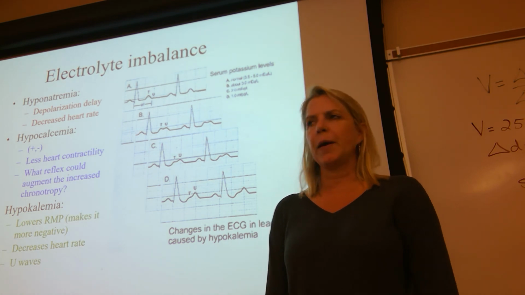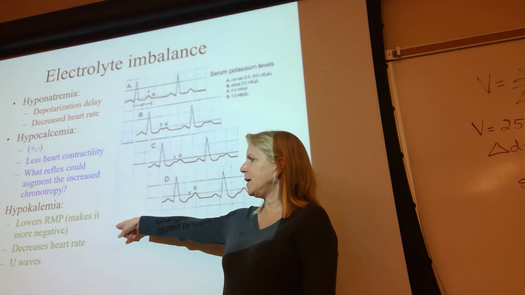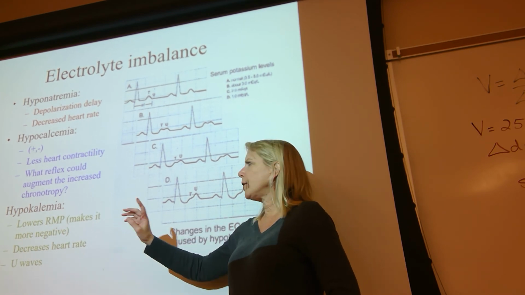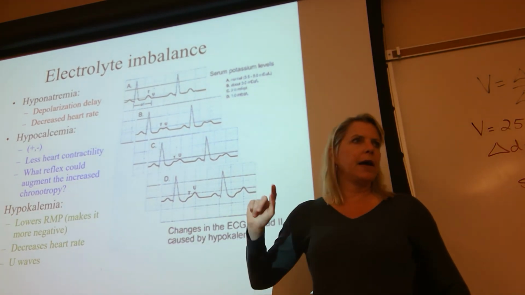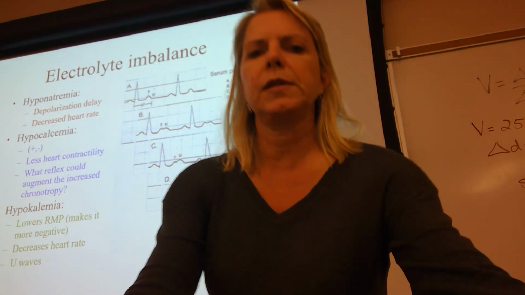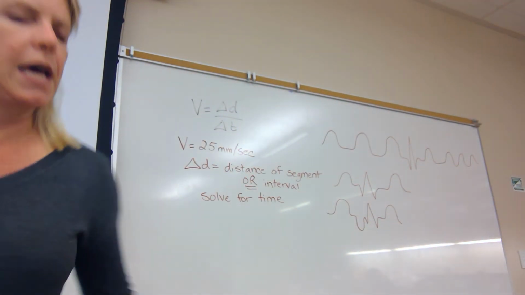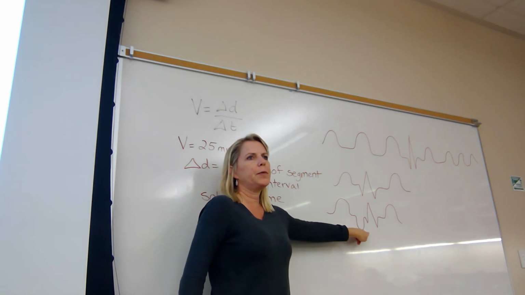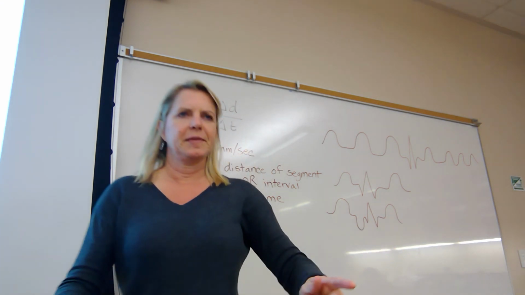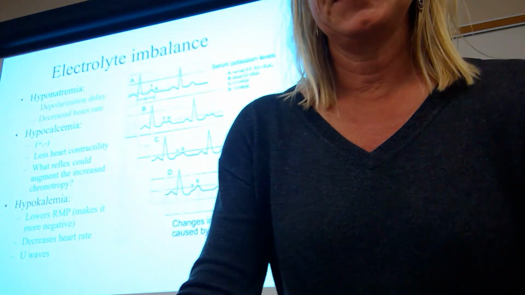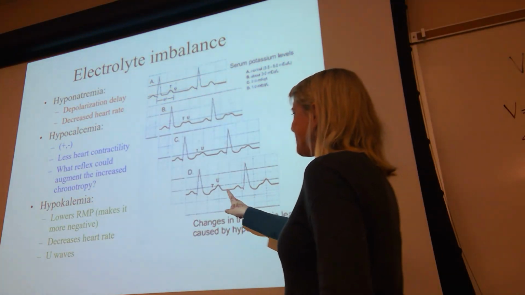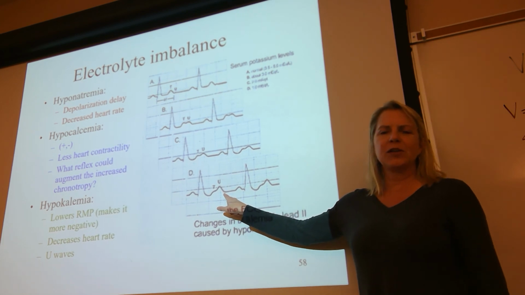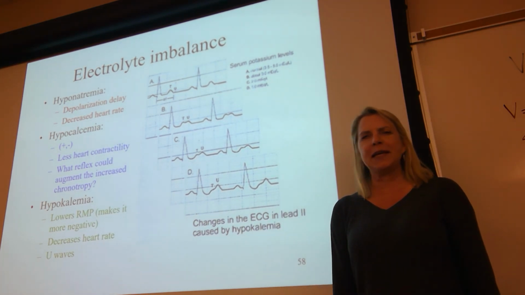Good? Okay. Then hypokalemia, it leads to a reduced chronotropy, and it also leads to a U wave. Now, a lot of times students think that a U wave is named because it looks like a U. No. Negative. A U wave is shown here, and it's called a U wave because that's the letter after T.